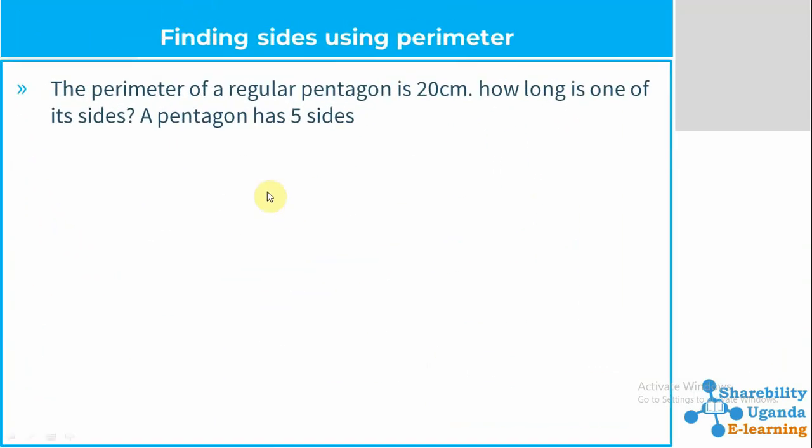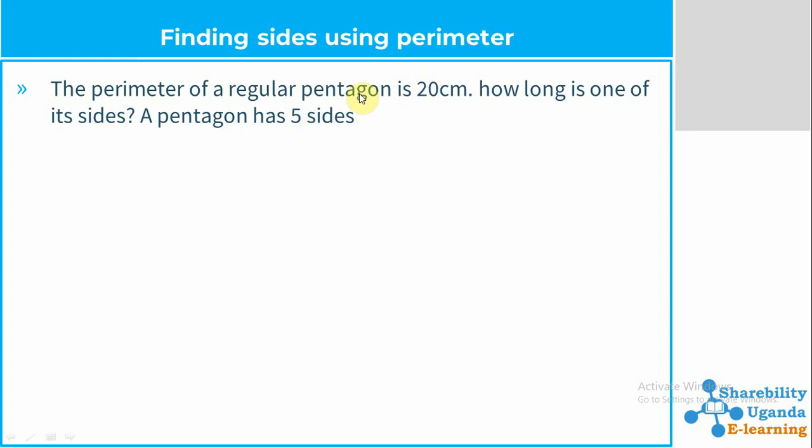Let's also look at another question which is given. They are saying the perimeter of a regular pentagon is 20 centimeters. How long is each side? A pentagon has 5 sides. Here they can even give you the number of sides if they are aware that you may not know what a pentagon is.